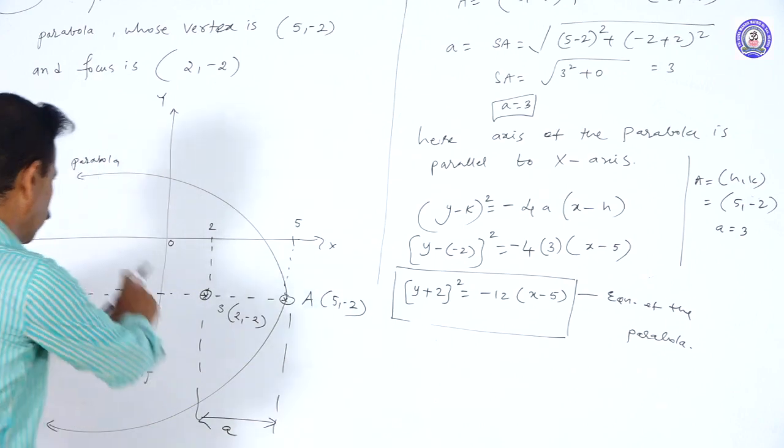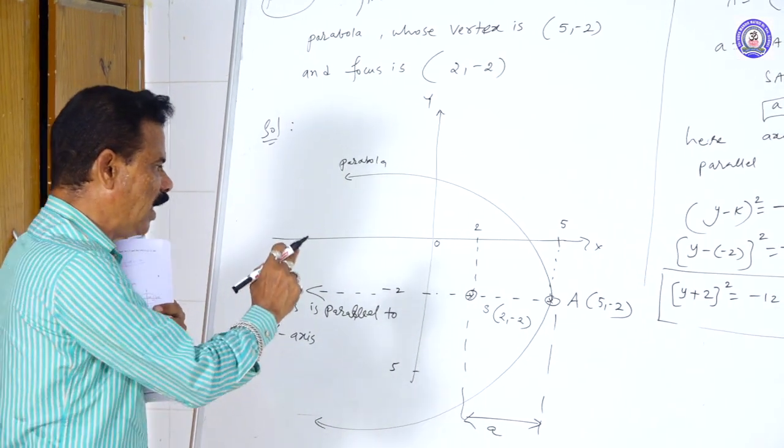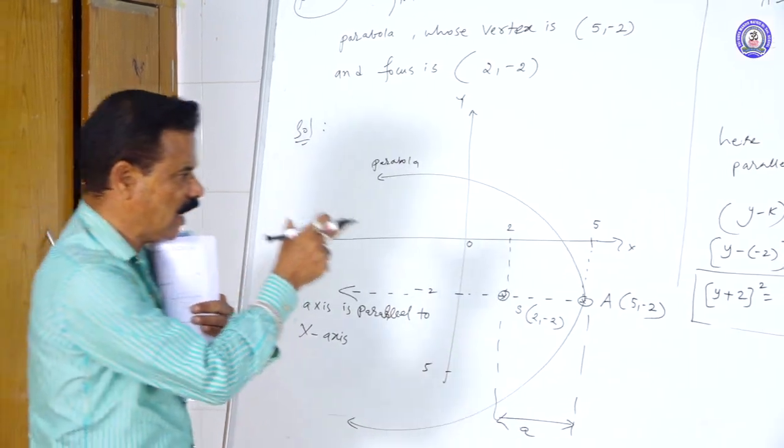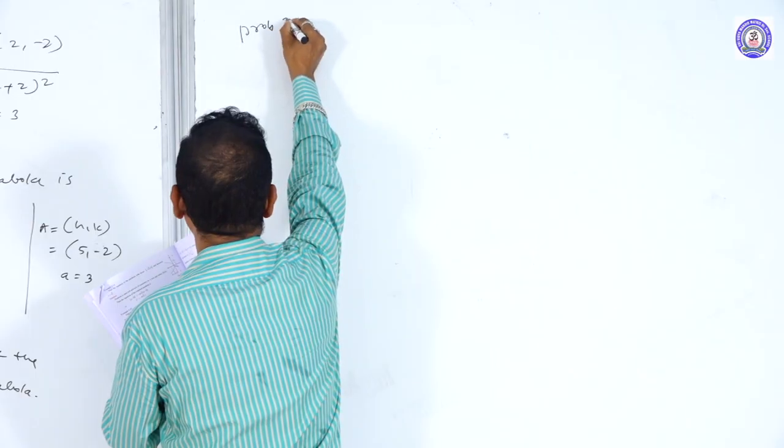So in this problem the graph is important. We find the vertex and focus. After that, calculate the distance between S and A, that is the small a value, which is 3.